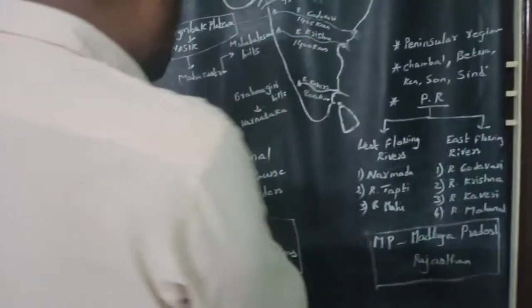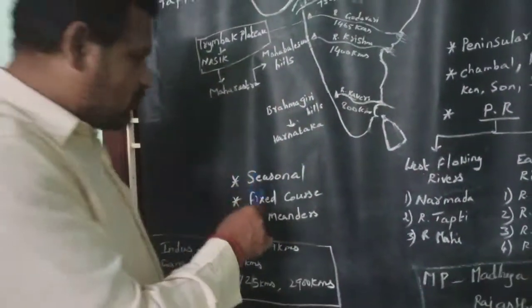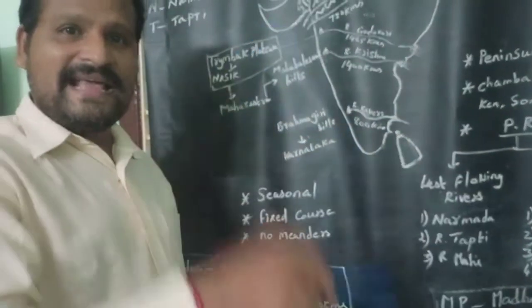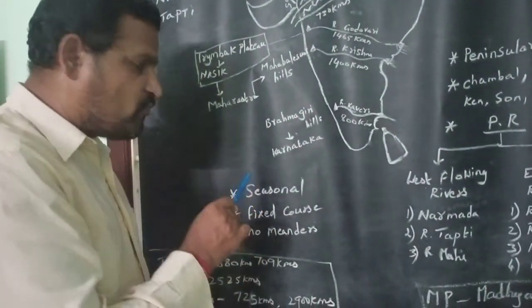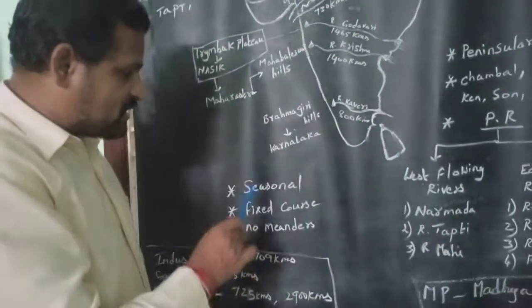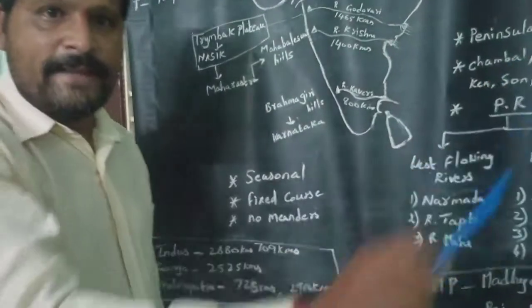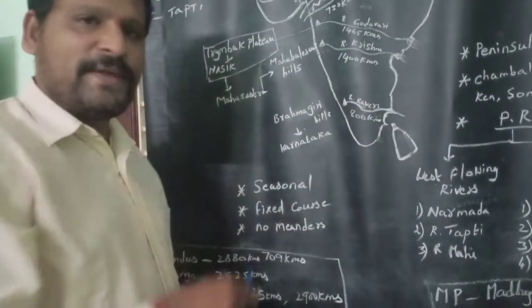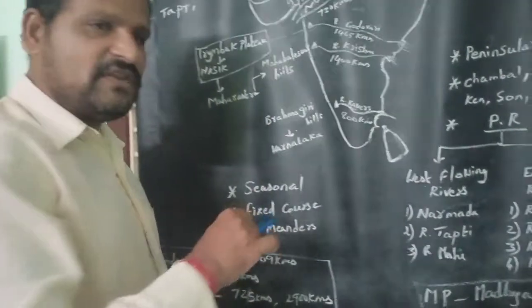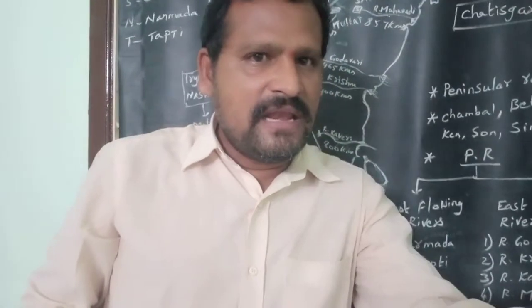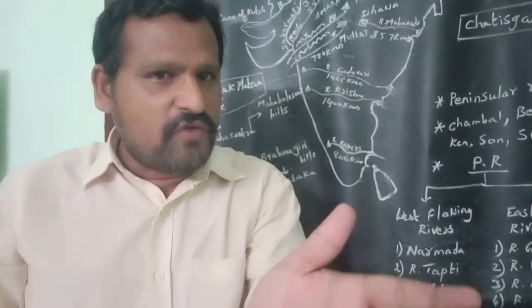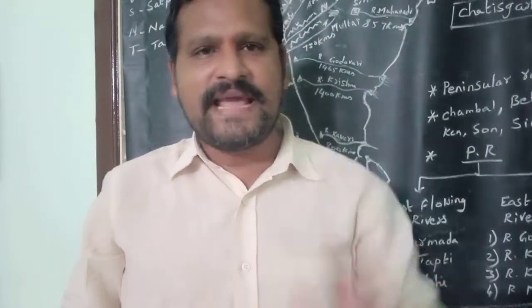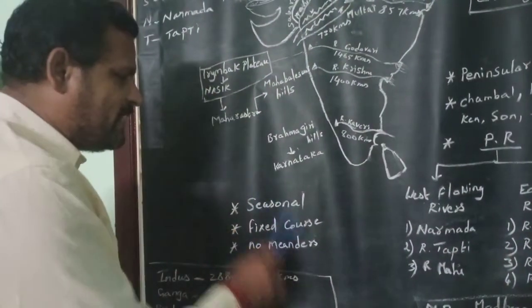Whereas peninsular rivers are not like that. Though the water rises in a peninsular river, it flows in a fixed way. They do not flow in a new channel like a snake. So peninsular rivers do not have meanders.